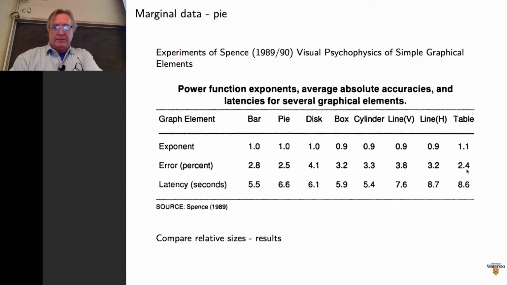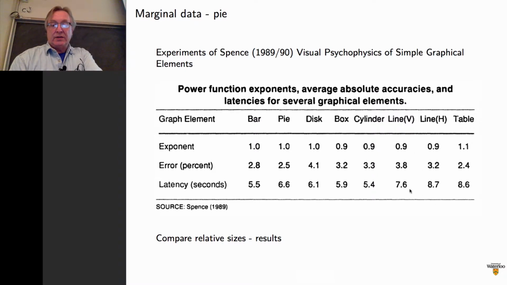Table, again, now it's consistent with your observation. You've only got 2 numbers, right? What's the relative size of these numbers? That accuracy is the best for the table. The latency, the time it takes you, is a little longer, 8.6 seconds on average.